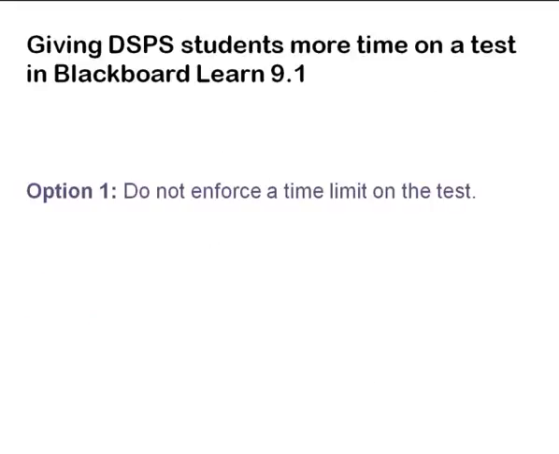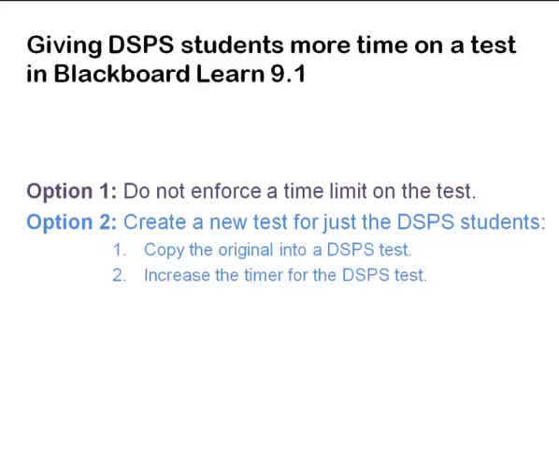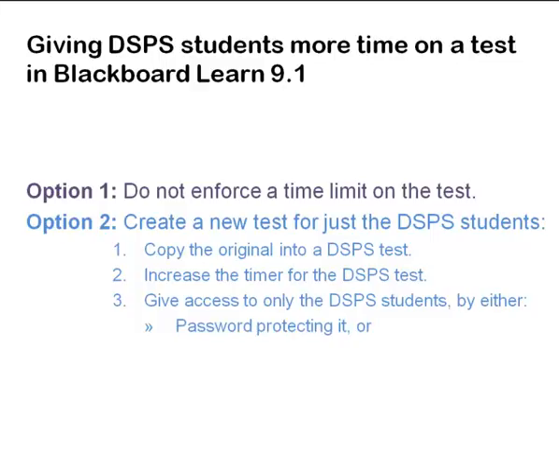Another option that instructors have is to create a new test for just the DSPS students. First, the instructor would need to copy the original into a DSPS test. Then they increase the time allowed for that DSPS test. And then access is granted to just the DSPS students by either password protecting the DSPS test or adaptively releasing it to just the DSPS students.